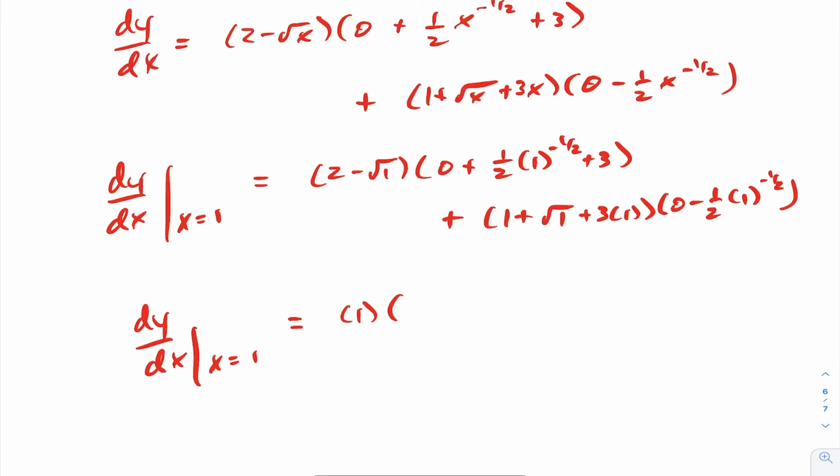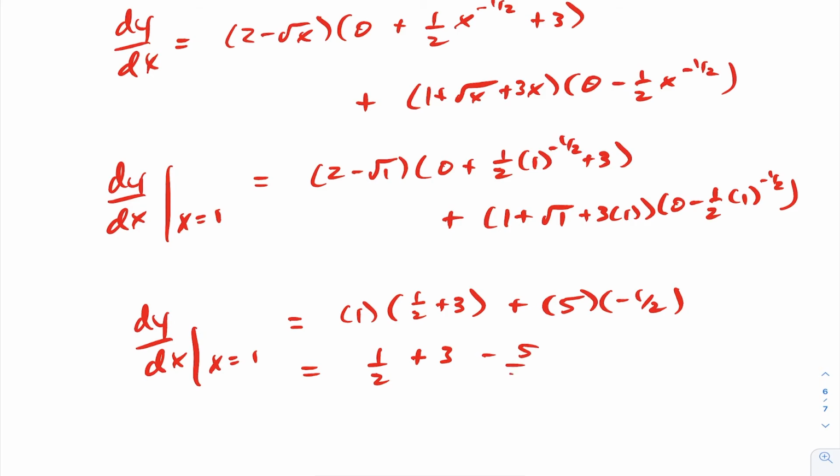And we get 2 minus root 1 is 1. Here, 1 to the power of negative 1/2 is just 1. This ends up being 1/2 plus 3. For my next sequence here, this becomes 1 plus 1 plus 3, which is just 5. And lastly, this becomes negative 1/2 left over. And we end up getting here 1/2 plus 3 minus 5/2, which ends up being negative 4/2 plus 3, which is negative 2 plus 3, which is 1. So therefore, the slope at that point is exactly equal to 1.